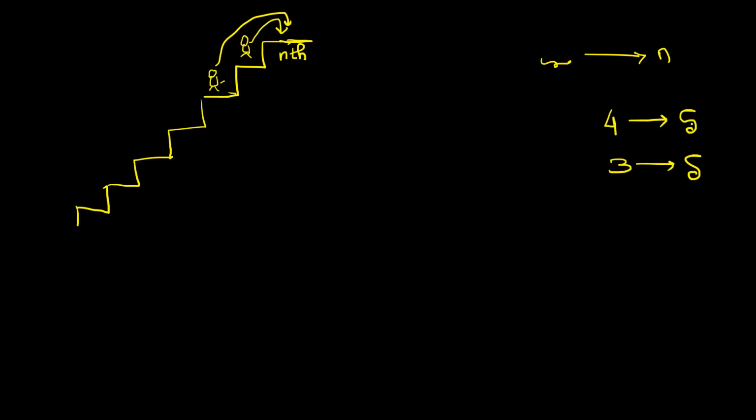If you have to come to the 5th step, then immediately before this either you will be at step number 4 and take a 1 step jump, or you will be at step number 3 and take a 2 step jump. You cannot be anywhere else if you want to come to step number 5. So either you come to step number n minus 1 and take a 1 step jump, or you come to step number n minus 2 and take a 2 step jump.